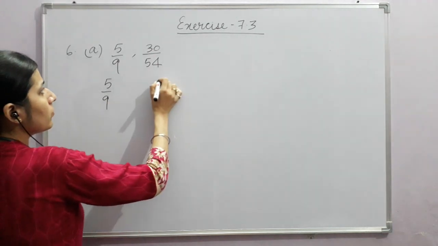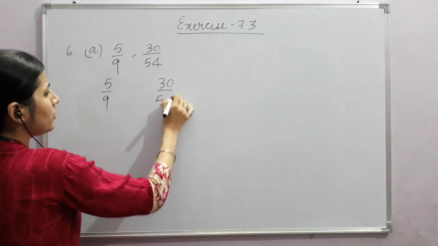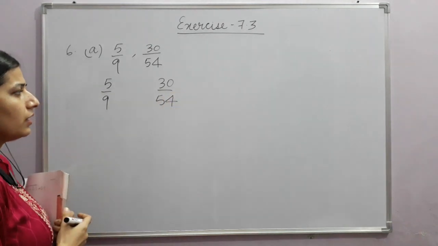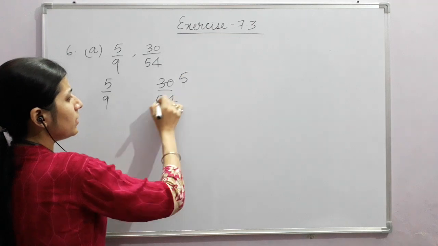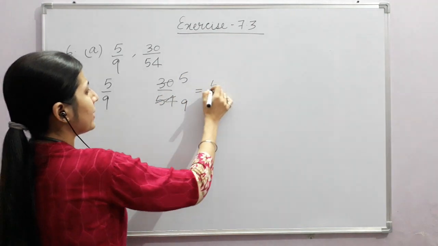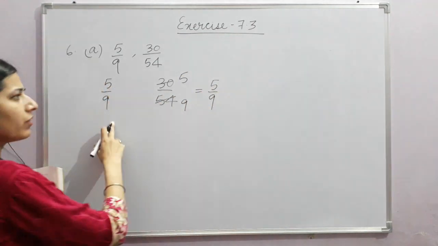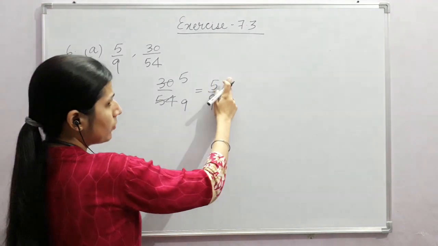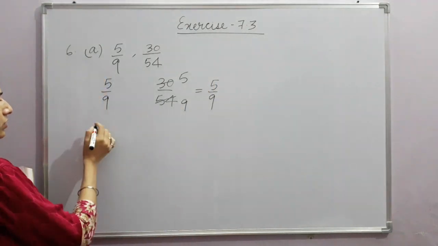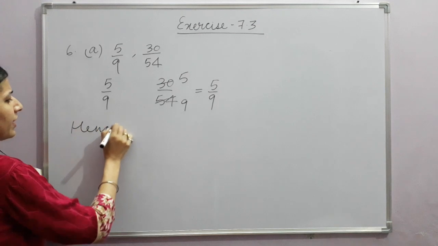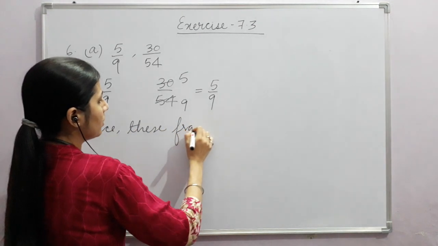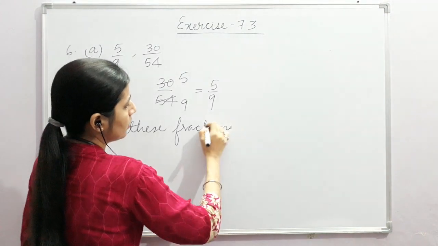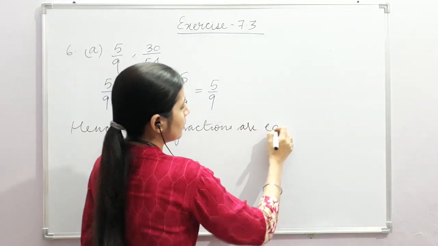But if we talk about 30 upon 54, then I can cut this 30 upon 54 by 6. 6 fives are 30 and 6 nines are 54. So you will be getting 5 upon 9. This is already 5 upon 9 and this is also 5 upon 9 now. So we can write, hence these fractions are equivalent.